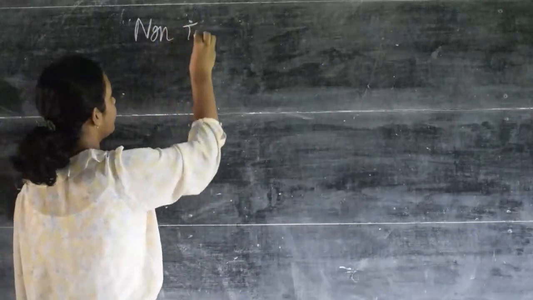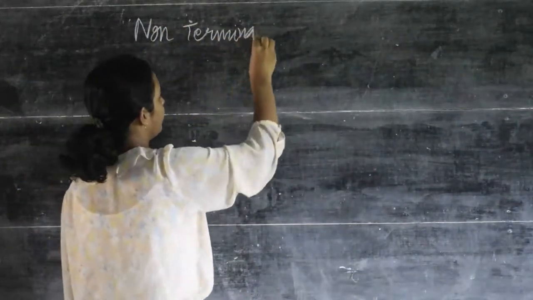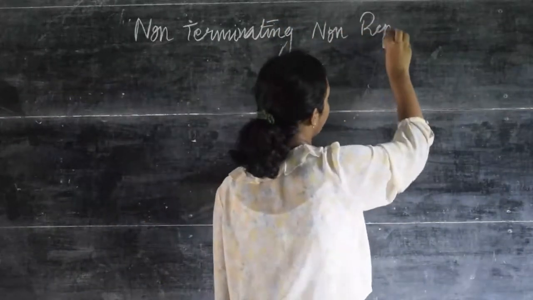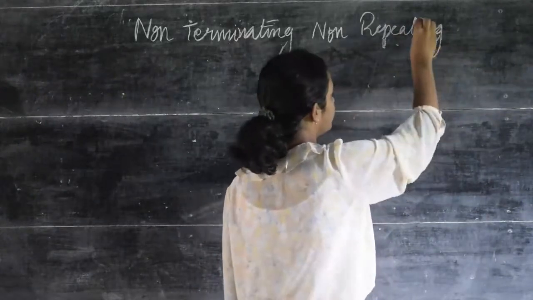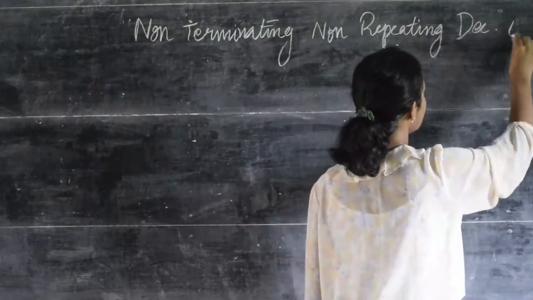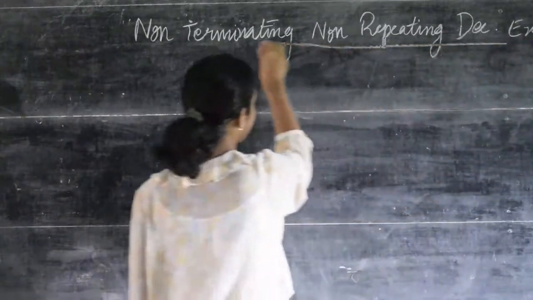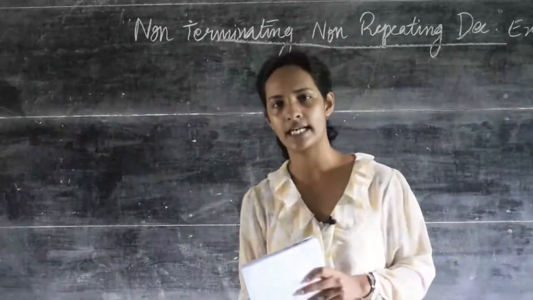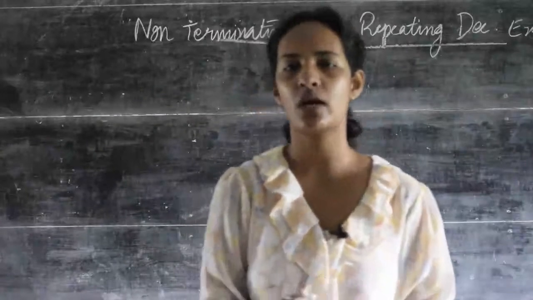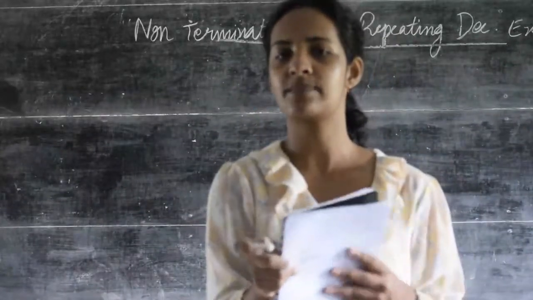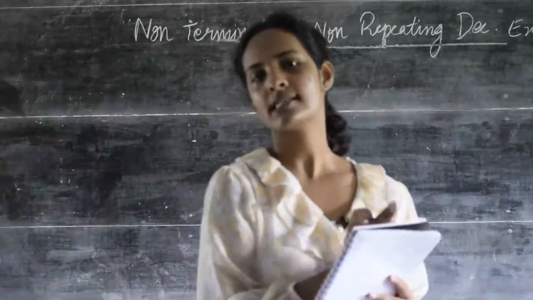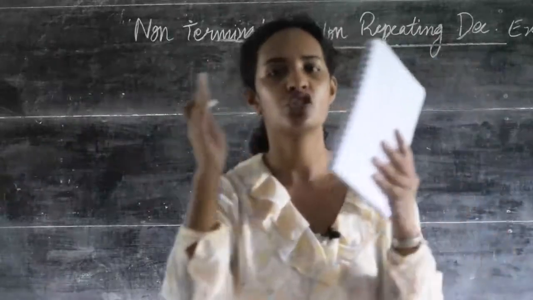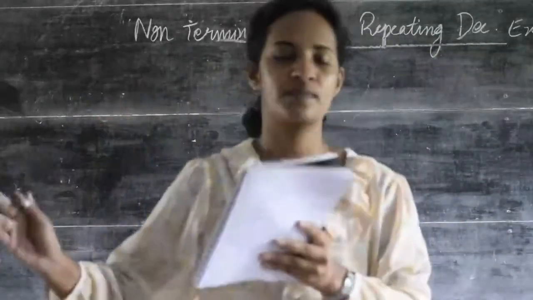Non-terminating, non-repeating decimal expansion. Now what is non-terminating, non-repeating? Definitely it's going to be the opposite of what we studied earlier, right? So the first type of decimal expansion was terminating decimal expansion. Now what is terminating decimal expansion? Terminating decimal expansion is the decimal expansion which stops after a particular number, right? It stops, it terminates, right?